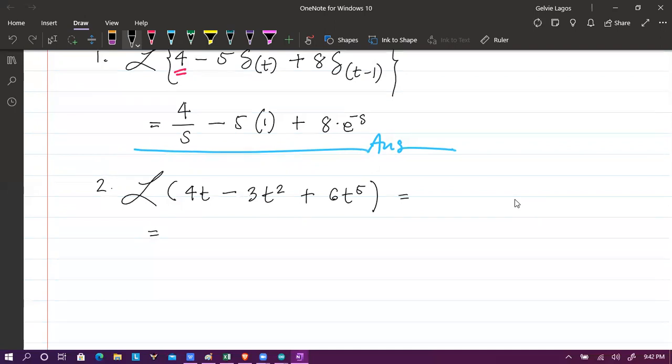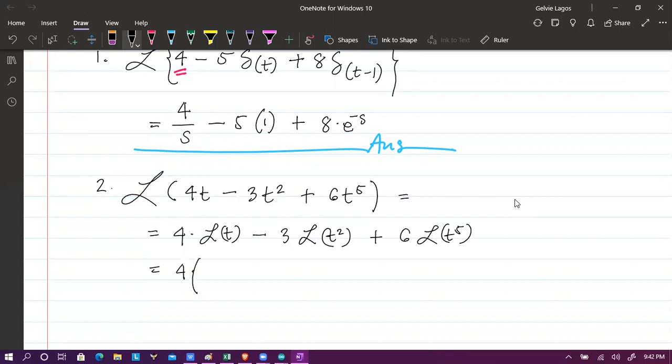So we can write it as 4 times the Laplace transform of t. Take note, 4 is a constant. We can just take out the constant. In this second term, we can take out 3 and take the Laplace transform of t squared. Okay, the next term, take out 6 and take the Laplace transform of t raised to 5. Now the Laplace transform of the first term is just 4, that's the constant, multiplied by the Laplace transform of t, which is equal to 1 over s squared.